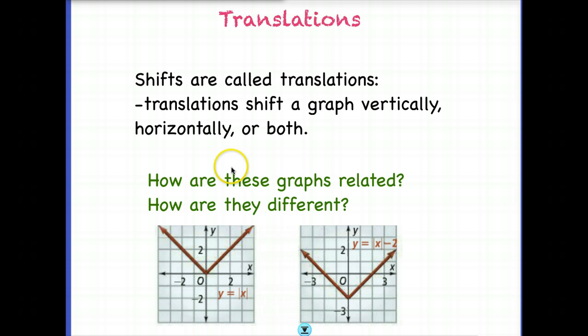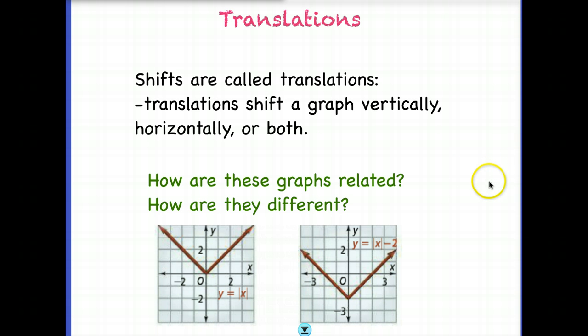So let's look at translations. Shifts are called translations. Translations can shift a graph vertically, horizontally, or both. Look at these two graphs. These are graphs of absolute value equations. Notice that they are V's. So how are these graphs related?